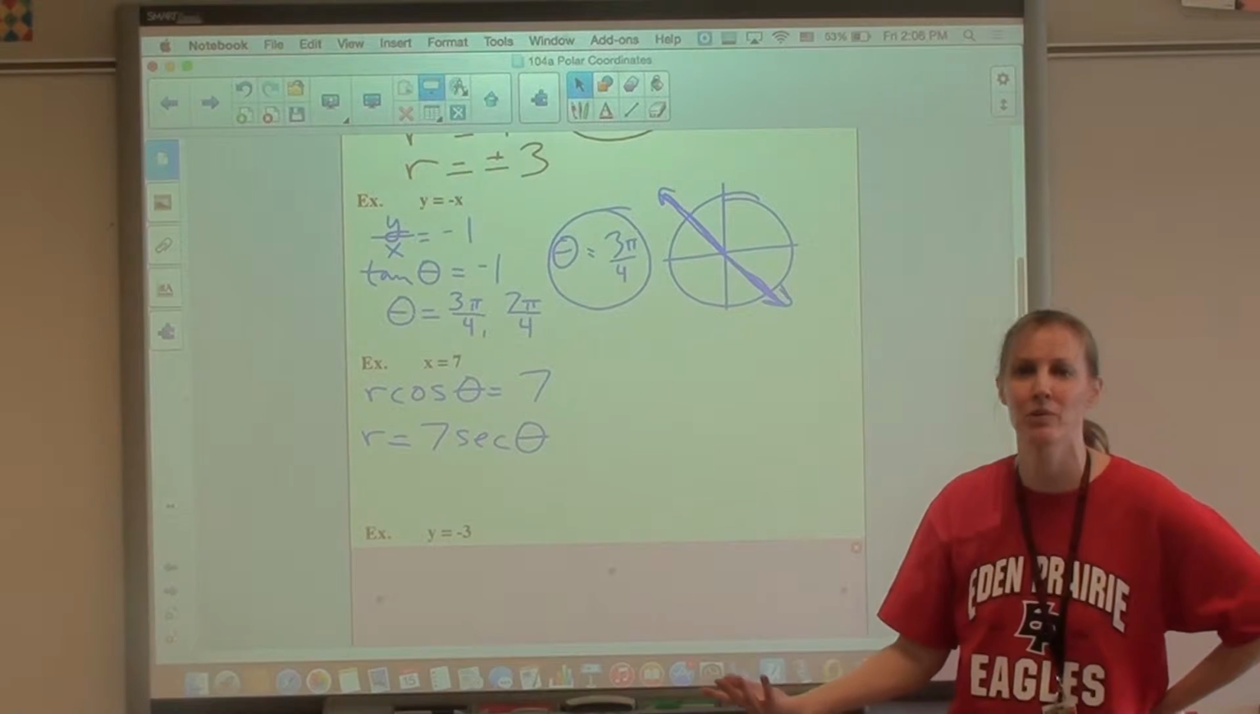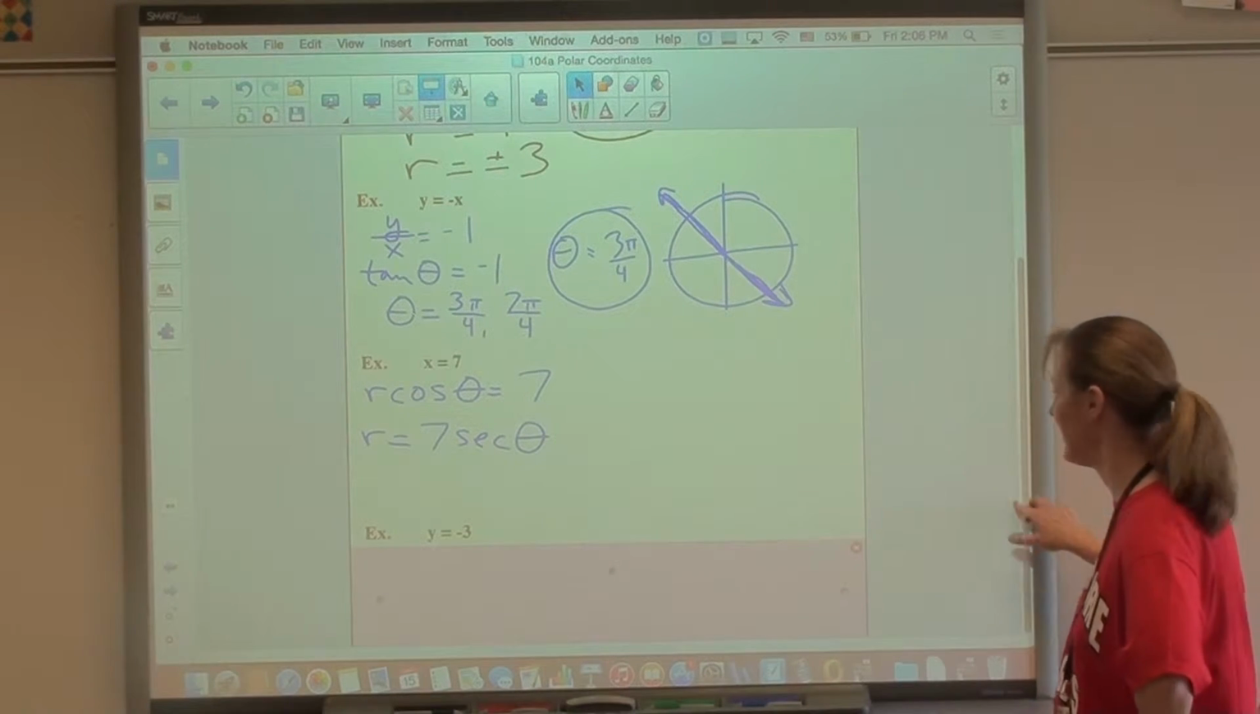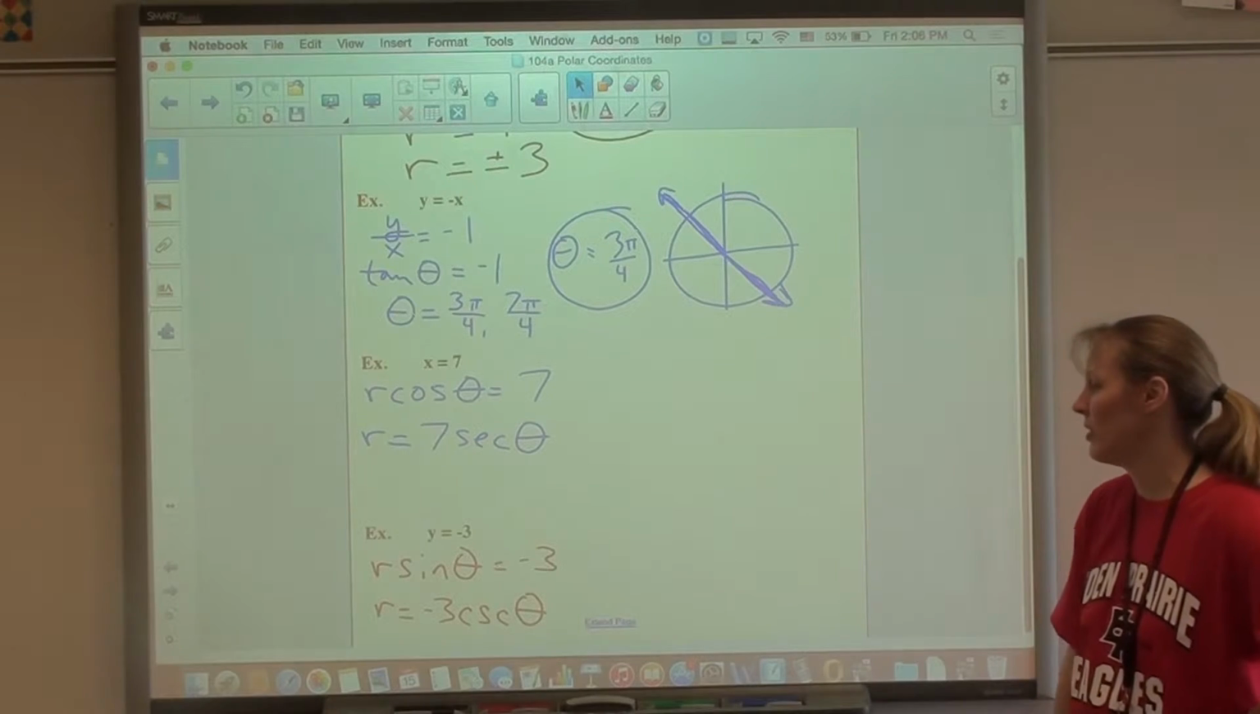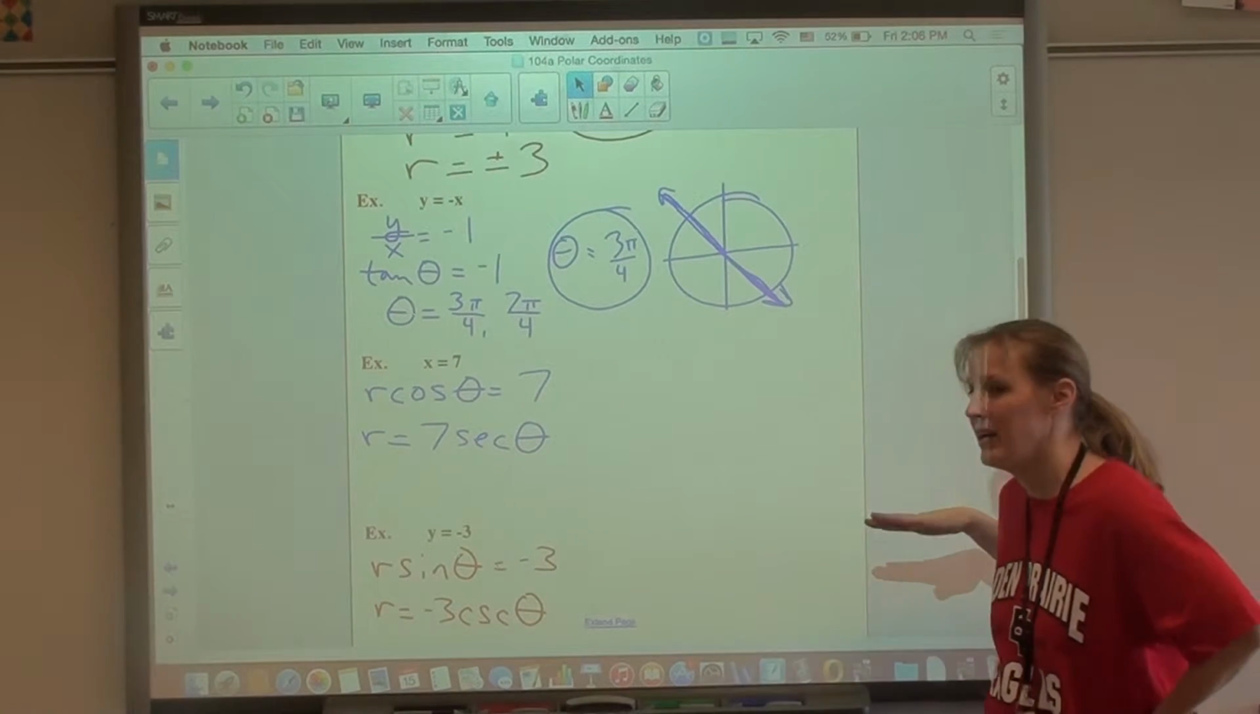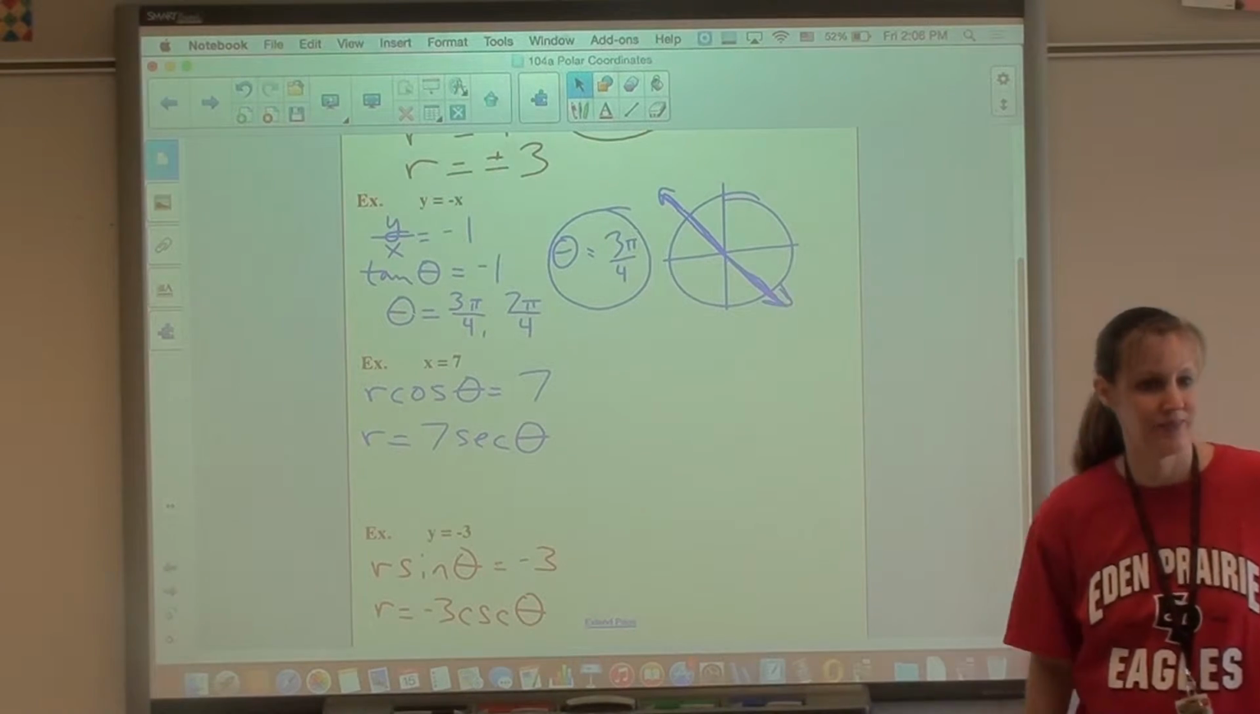So you replace the y with an r sine theta, right? And you end up with r sine theta is -3, or r is -3 cosecant theta, which of course would be a horizontal line.